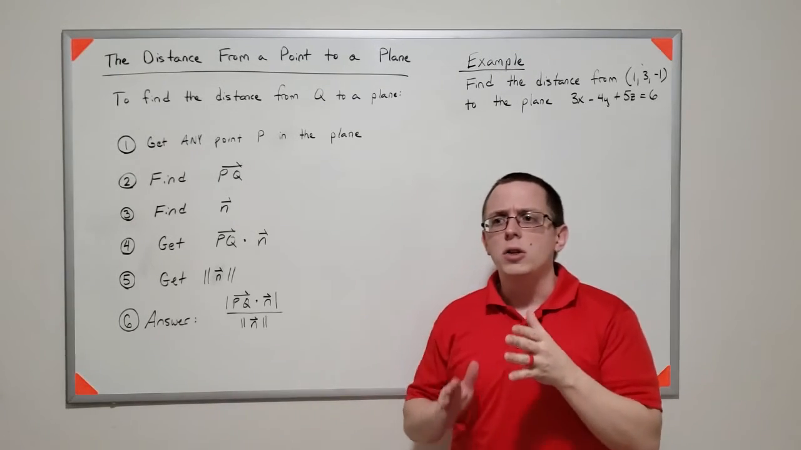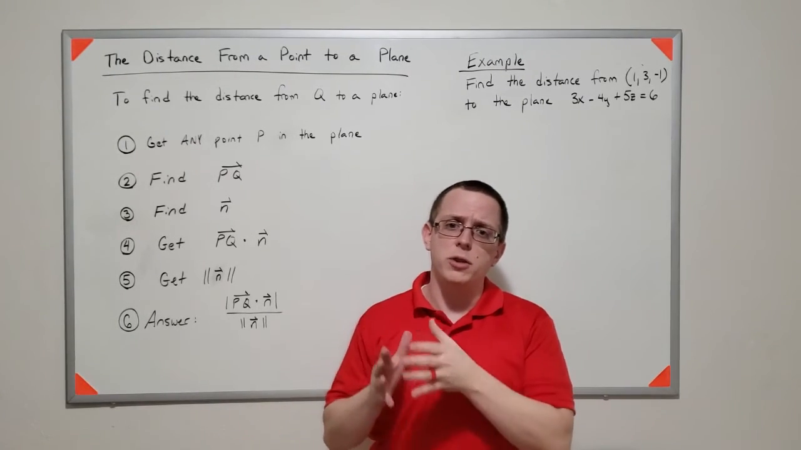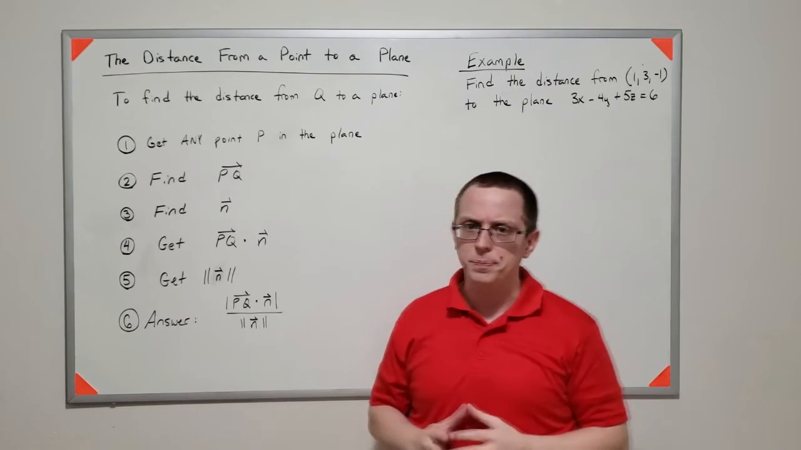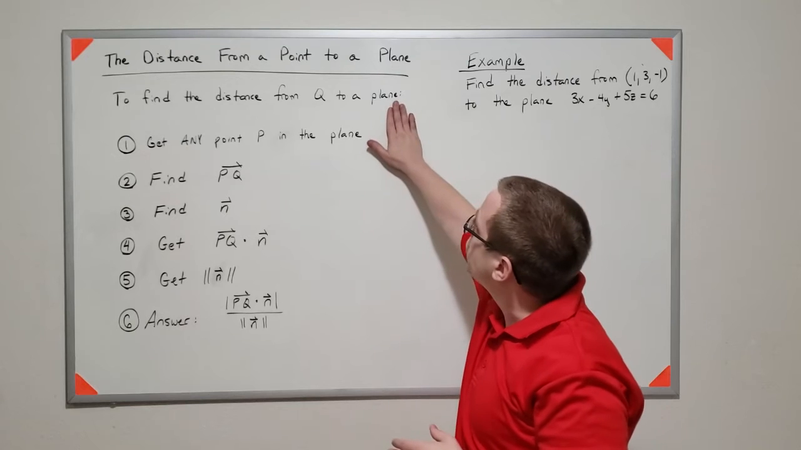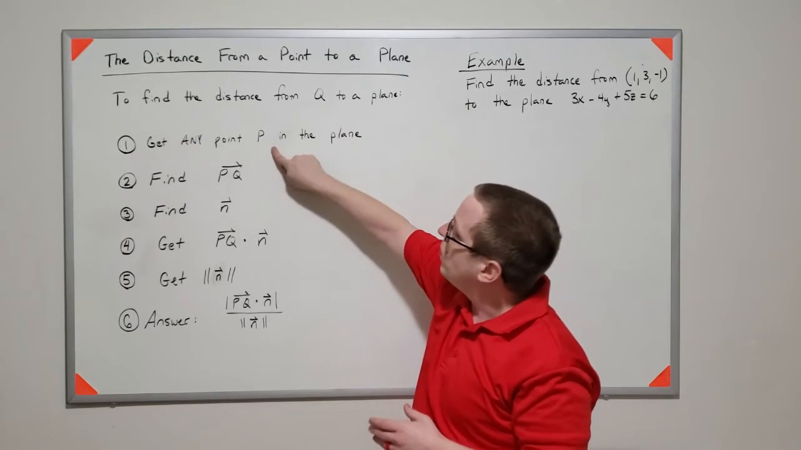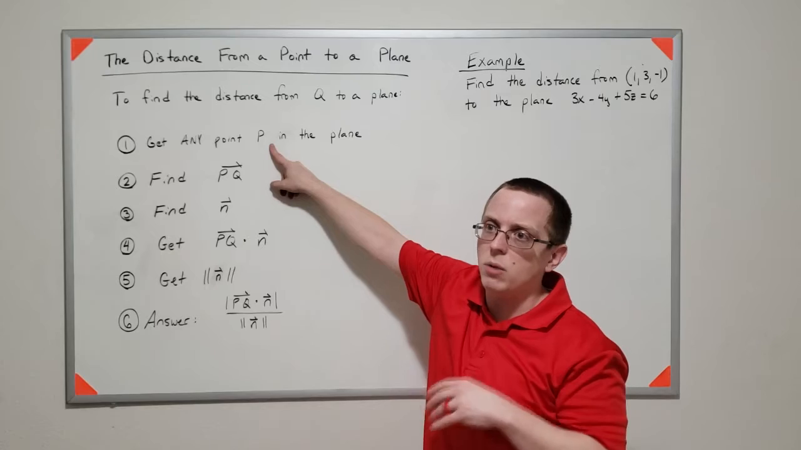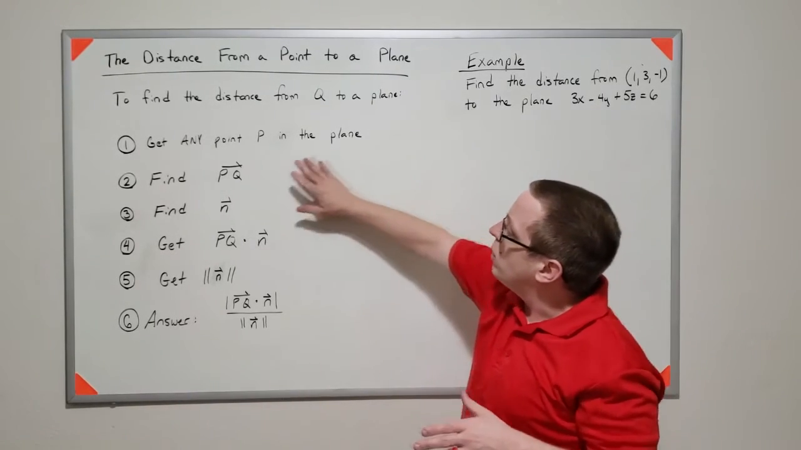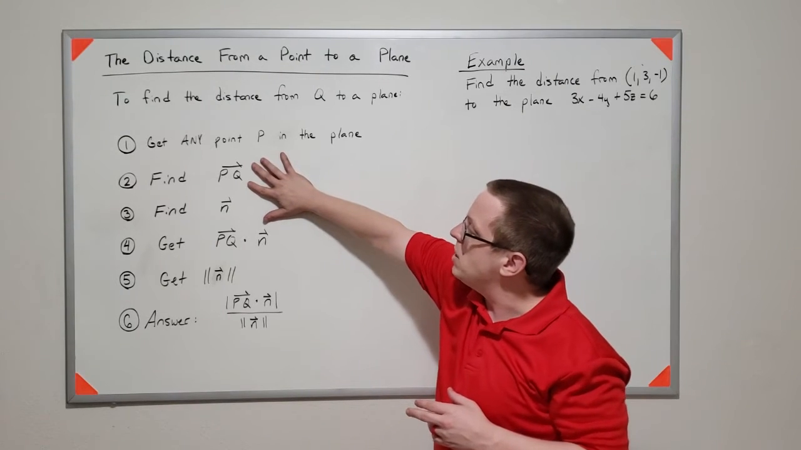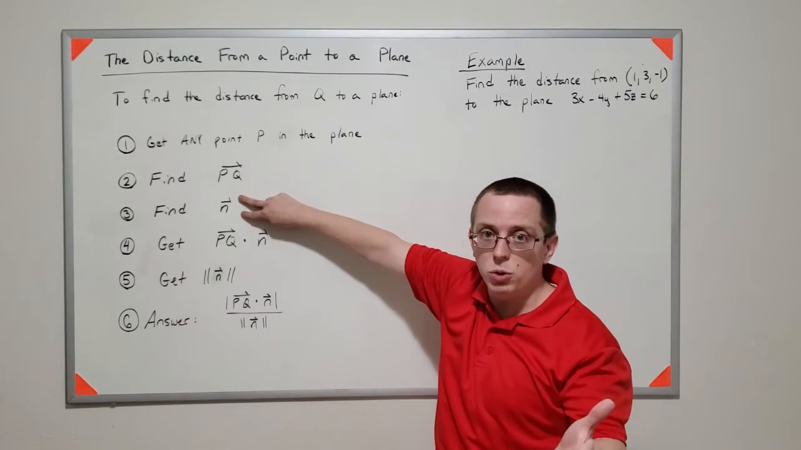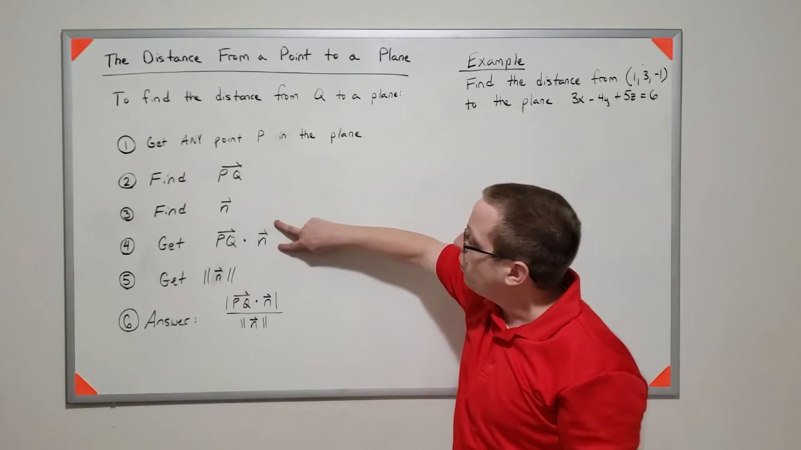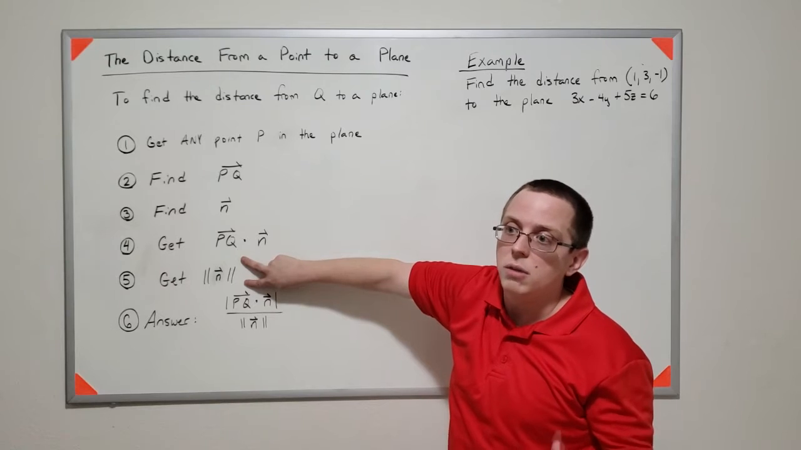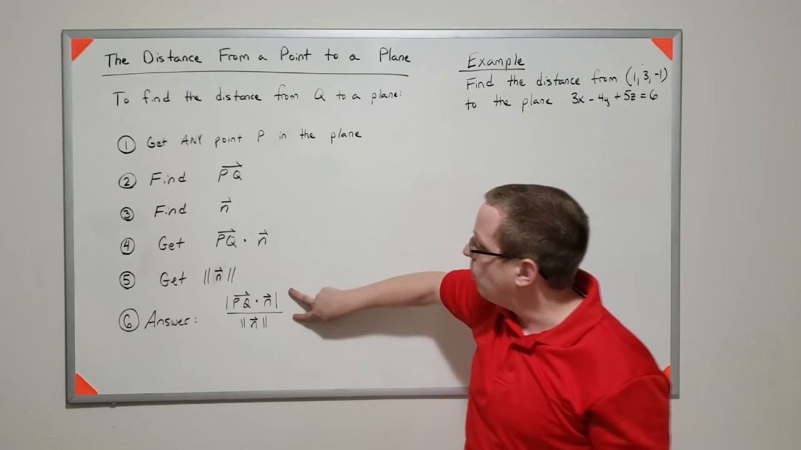Anyway, we talked a little bit about the theory behind the distance from a point to a plane, but let's do a practical example using an algorithm here. To find the distance from the point Q to a plane, we need to get point P in the plane, and we can do that by solving the equation to find a point. We can find the directed line segment PQ. We can find the normal vector, usually from the equation of the plane. We find the dot product. We find the magnitude of the normal vector, and we put it all together.